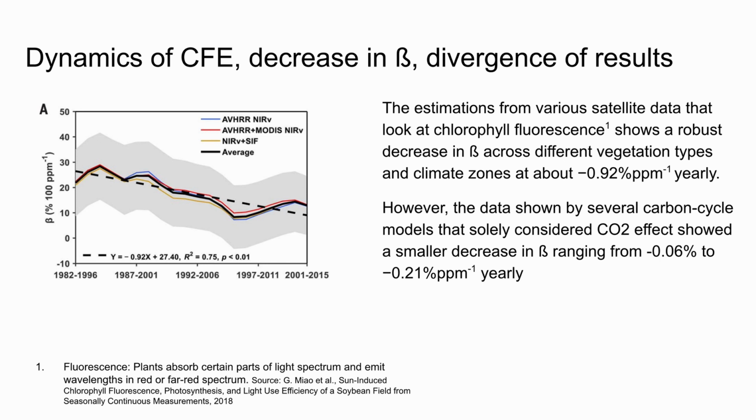However, the data shown by several carbon cycle models, which is the second source, that solely considered CO2 effect, showed a smaller decrease in beta factor, ranging from minus 0.06% to minus 0.21% yearly. Why is this the case?